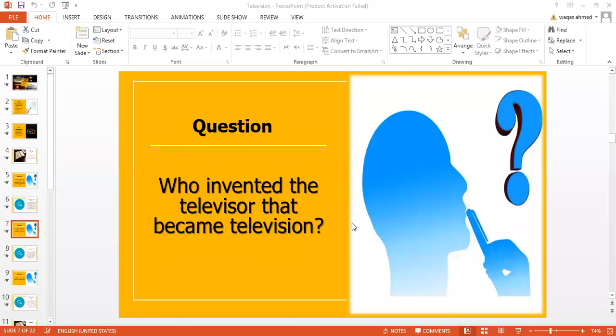Let's see how many boys here know the answer. Okay, Uzair has raised his hand. In the process of inventing the television, there was another invention which helped scientists to create or invent a television. Okay, fourth boy. Oh yes, I can see some students who are participating in the classroom. I welcome them, like Anas. Yes, Anas.